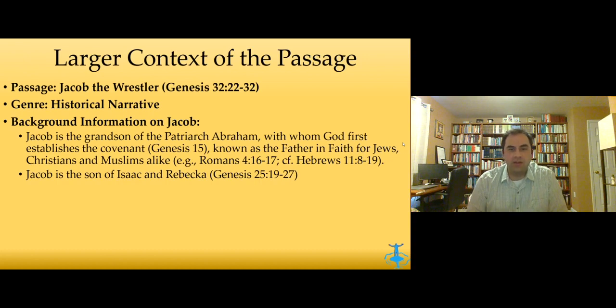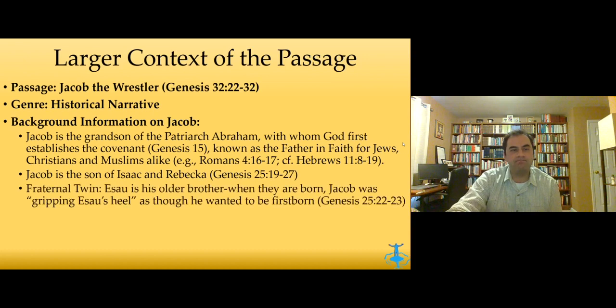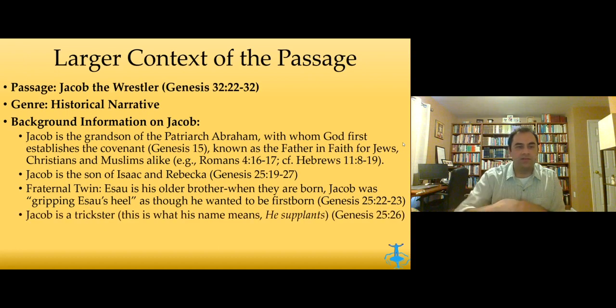He inherits the covenantal relationship between God and his father Abraham. Jacob is the son of Isaac and Rebekah. Jacob is also a fraternal twin. Esau is the name of his older brother. And when they're born, scripture tells us Jacob was gripping Esau's heel. It's almost as though Jacob wanted to pull Esau back into the womb because he wanted to be the firstborn. And this is very much a harbinger of what is to come in Jacob's life and Esau's life.